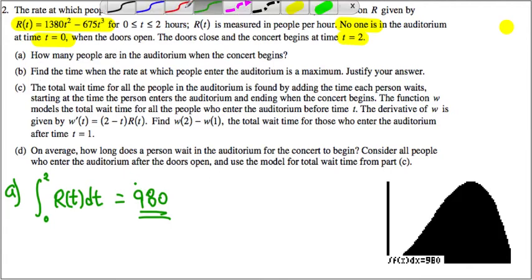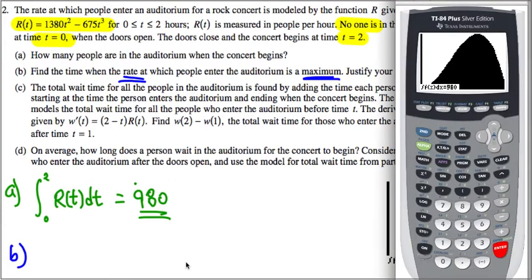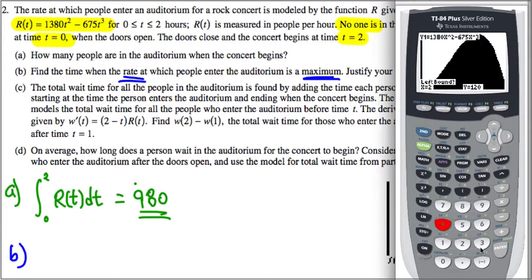Part B, let us try to answer that one. Here we have: find the time when the rate at which the people enter the auditorium is the maximum. So that means when is the rate maximum? In other words, we're trying to look at the point where the rate is the highest. To calculate that using the calculator, we can simply find the maximum point over here, number 4.